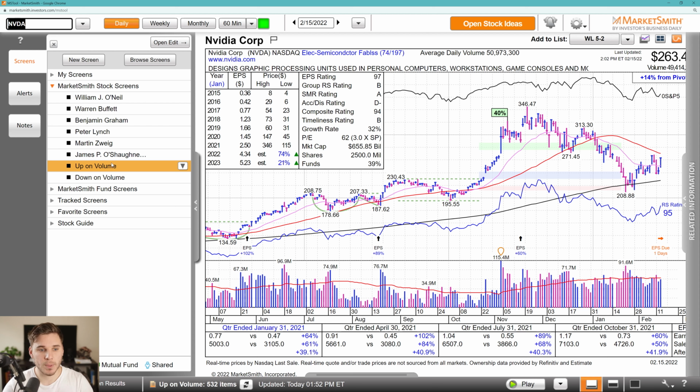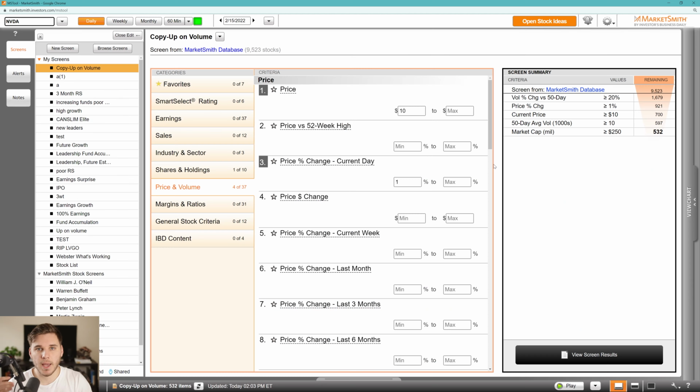So let's go ahead and open up this screen, and this is where you find it. You go to New Screen, MarketSmith Stock Screens, and select Up on Volume. And going through the actual criteria, so you can replicate this in whatever software you wish, you can see we're first looking for the volume percent change compared to the norm to be over 20%, the price percent change on that day to be over 1%, the current price to be over $10, and also the 50-day average volume in terms of thousands of shares to be greater than 10, and finally the market cap to be over $250 million.